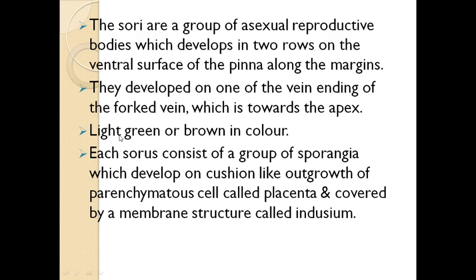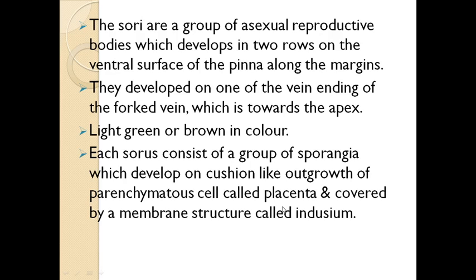When the sori are in the young condition they are light green in color, or brown when mature. Each sorus consists of a group of sporangia which develop on a cushion-like outgrowth of parenchymatous cells. That cushion-like outgrowth of parenchymatous cells is the placenta, and it is covered by a membranous structure called the indusium. The indusium is kidney shaped in surface view, and the sporangia develop all around the placenta except at the notch region.